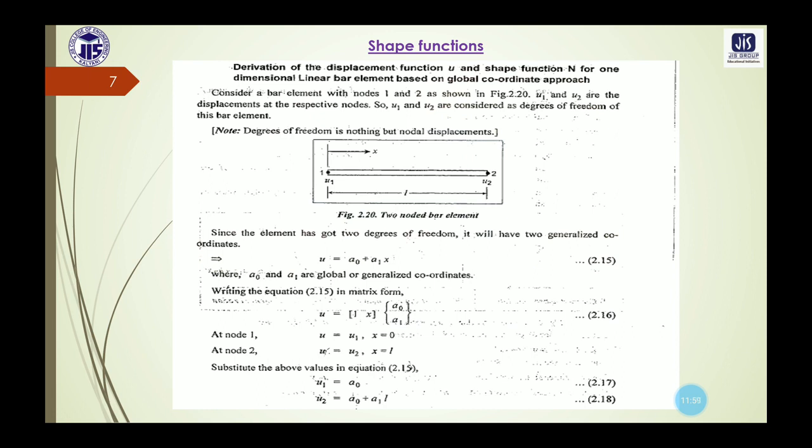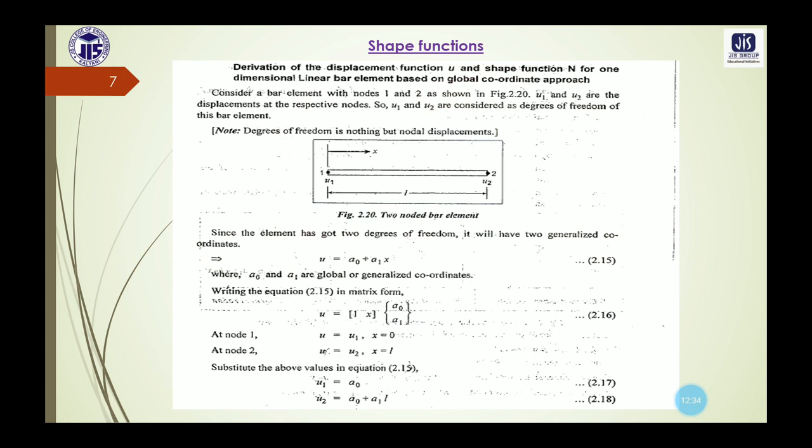So for this derivation, we need to consider a bar element with nodes 1 and 2, which can be seen in this diagram 2.20. Here a bar element is shown, and at its ends, nodes 1 and 2, there are two displacement functions u1 and u2, and these are the displacements at the respective nodes. So this u1 and u2 are considered as degrees of freedom of this bar element.